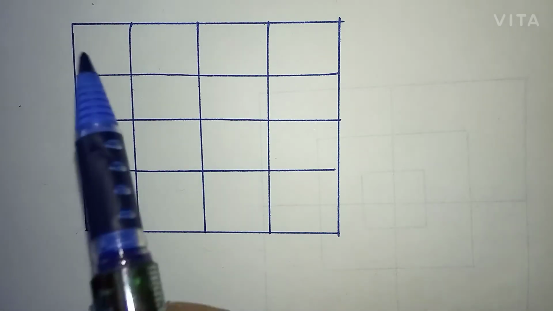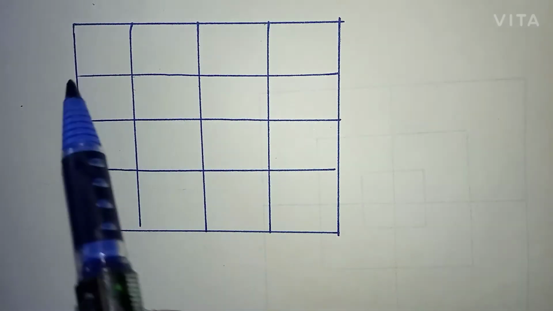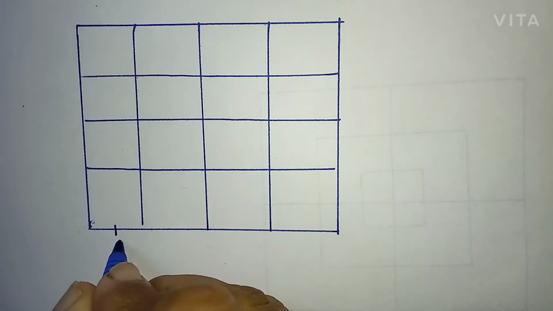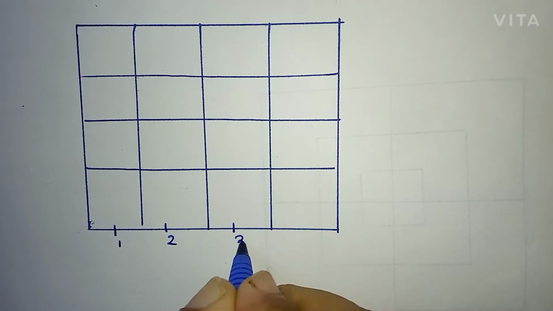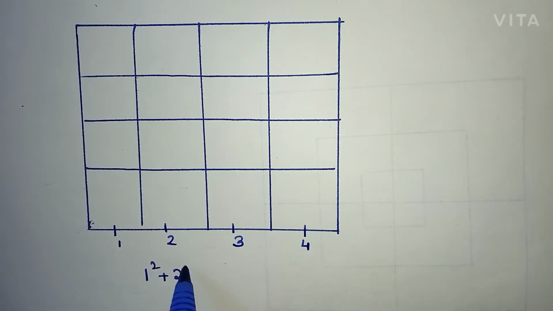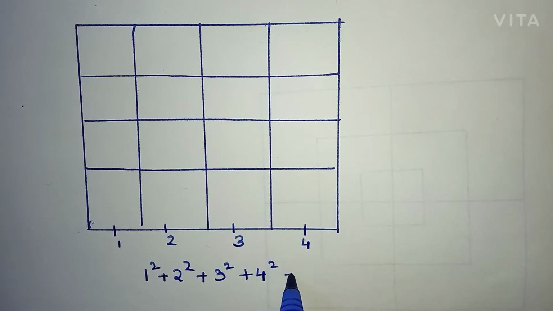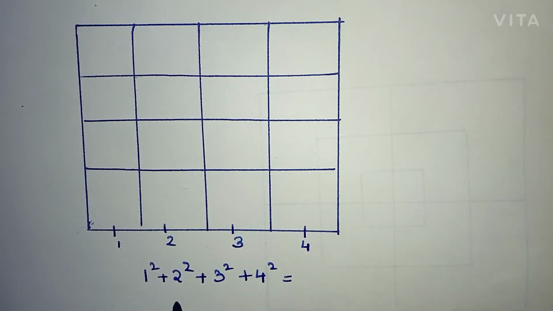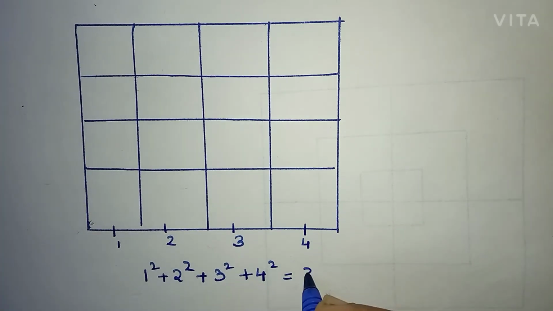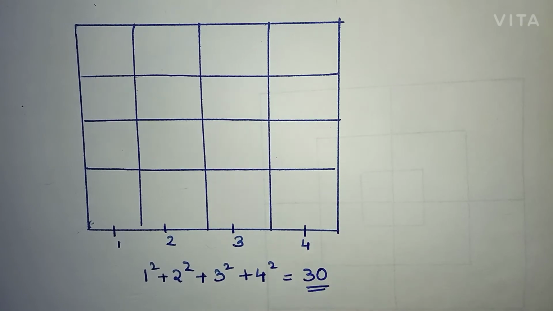Okay, this contains 4 rows and 4 columns. The base squares, this one is 1, 2, 3, 4, right? So what is our next step? 1 squared plus 2 squared plus 3 squared plus 4 squared. How much will it be? 30. Okay, we got it as 30.